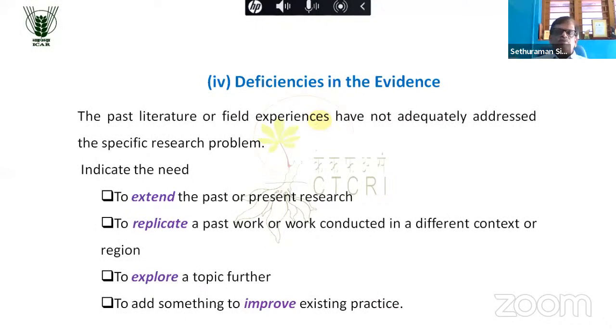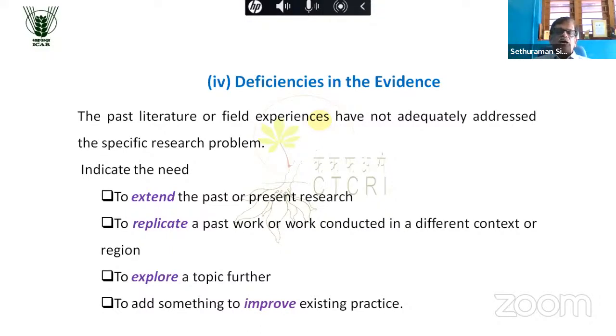And the 4th line, after writing about the sources, you have to tell why you have to take this problem, because previous research is inadequate. One thing you can say is that the previous research has done up to this level, and I want to extend this beyond. Or else, I can replicate this work. I want to do this work because it was conducted in USA, or by TNAU. It has produced very good results. I want to replicate the same thing in Maharashtra conditions.